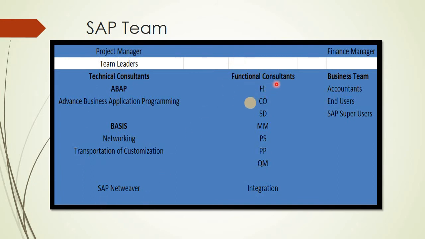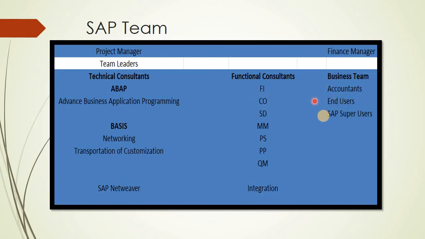Now functional consultants, FI and CO work together because they are interlinked, because cost accounting and FI accounting are interlinked. Then the SD consultant is different, the MM consultant is different, the PS consultant is different, PP QM is different. CO is also different. In that case, if they want to expand the accounting, like if they want to get profit center accounting and budget accounting, this is a very vast area.